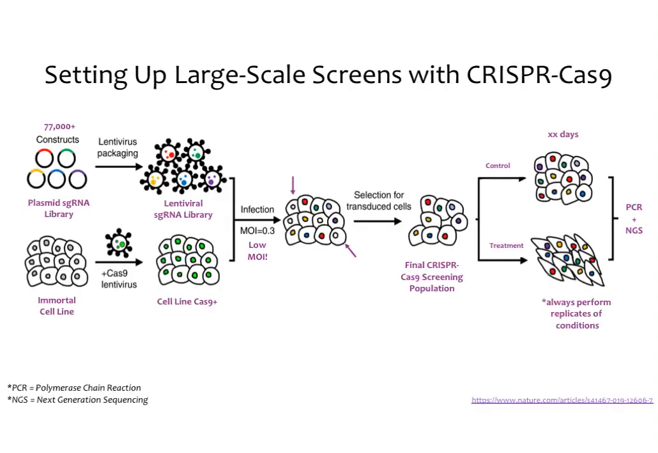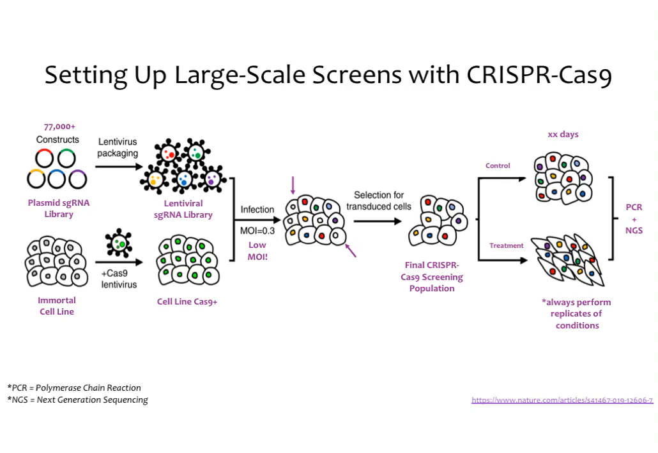Okay, so let's start by talking about our screen setup. So watch this multiple times if you have to. CRISPR-Cas9 screening is pretty complicated. It's hard to understand the very first time around, but this is just sort of a bare bones overview based on this figure from a Nature paper of how a screen actually works.